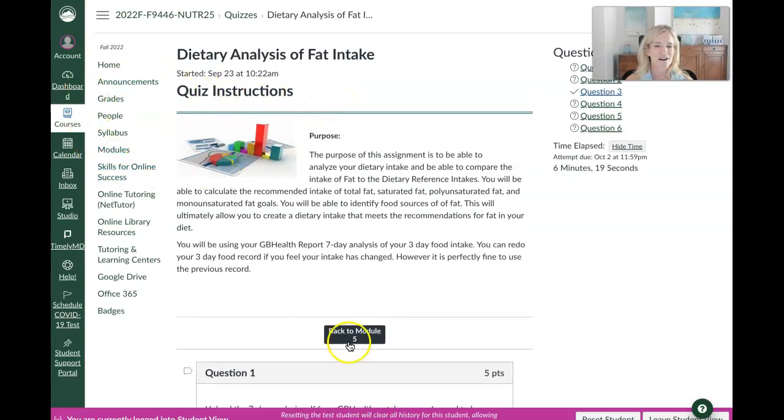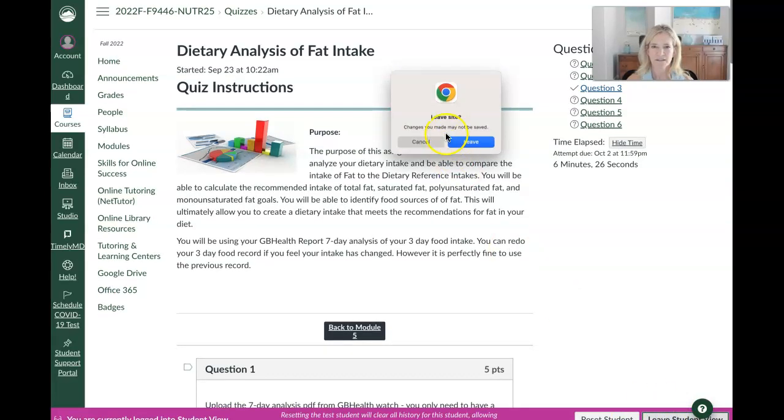We are on fats. Leave the student view. It won't let me leave student view for some reason.